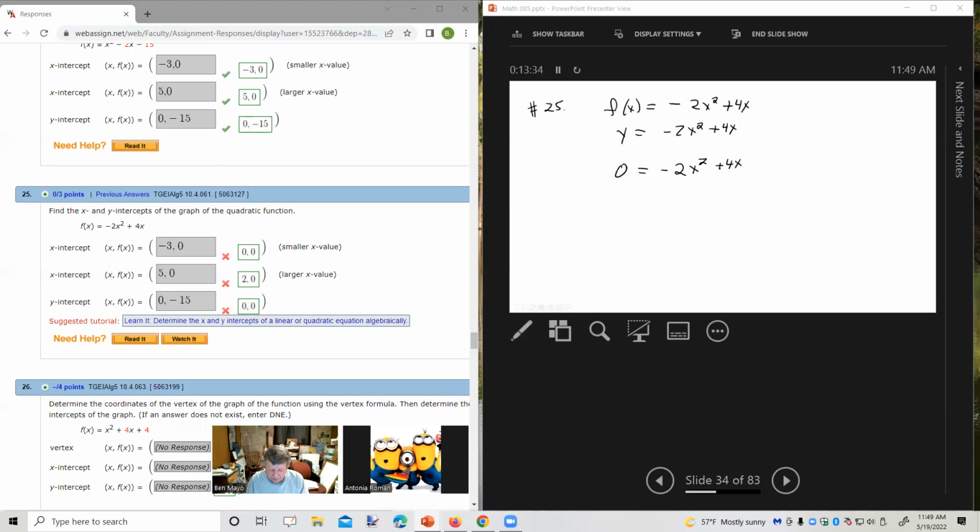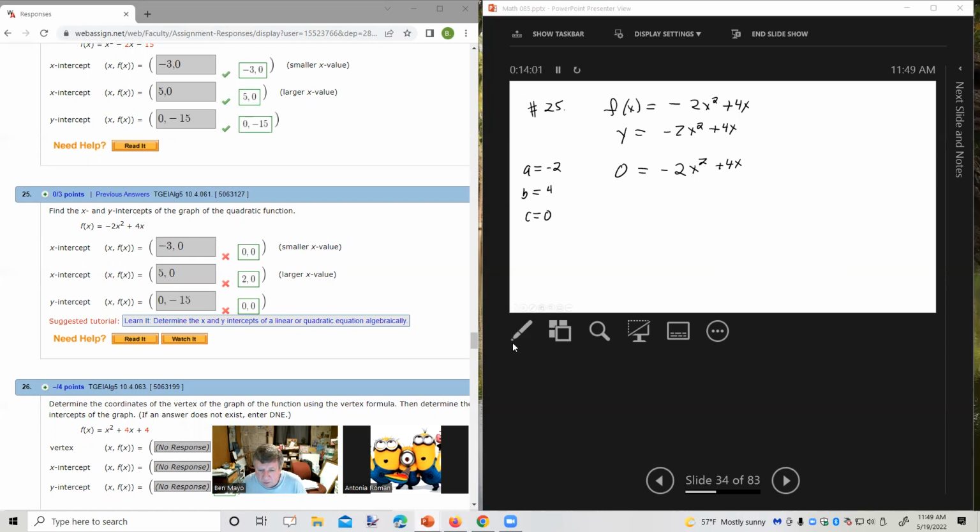Okay, now, do you want to factor that or use the quadratic formula? We can do it either way. I would like to do the quadratic formula just to get more familiar. Okay, so A is -2, B is 4, and C is 0. Are you okay with that? Yes.